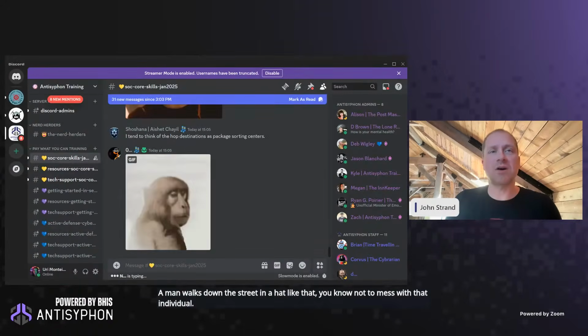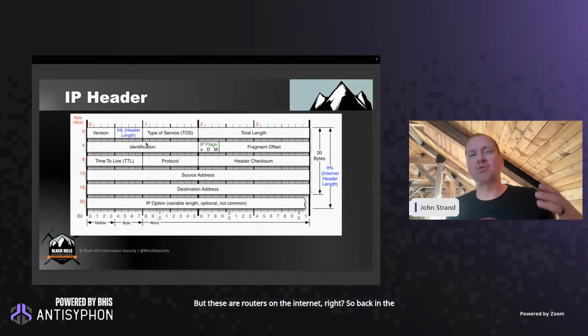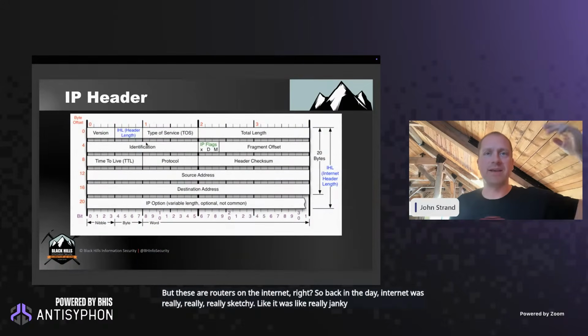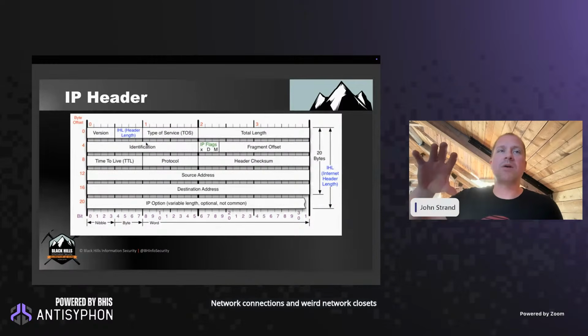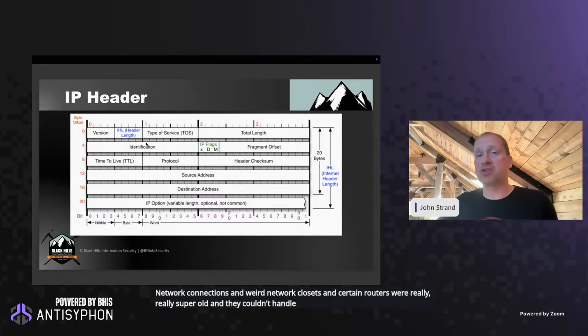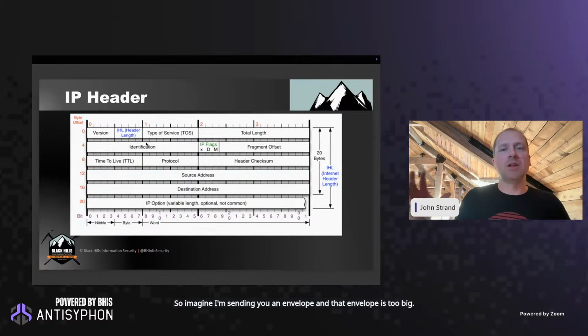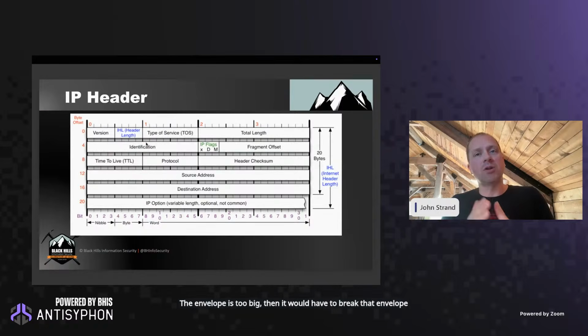But these are routers on the internet, right? So back in the day, internet was really, really sketchy. It was really janky bridges and network connections and weird network closets. And certain routers were really super old and they couldn't handle a certain amount of traffic going through them. So imagine I'm sending you an envelope and that envelope is too big. Then it would have to break that envelope up into smaller packets.